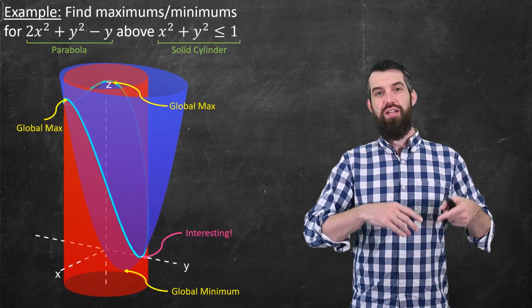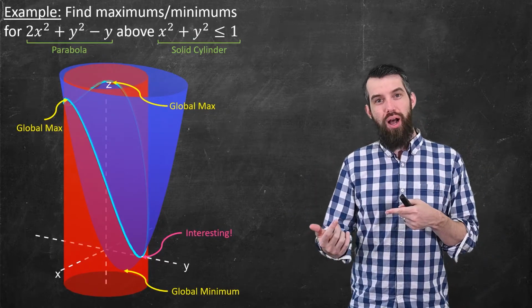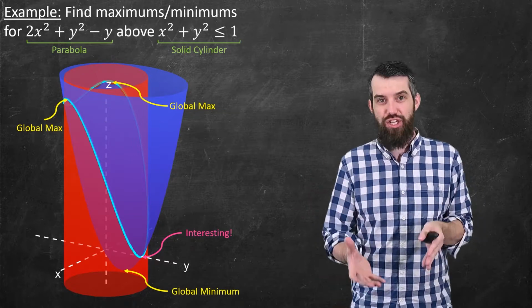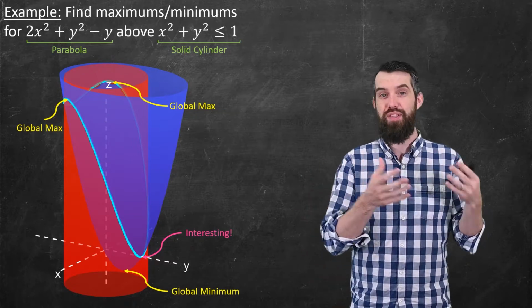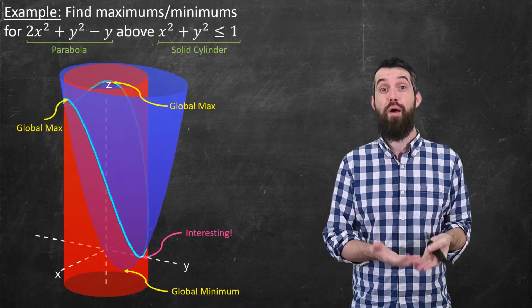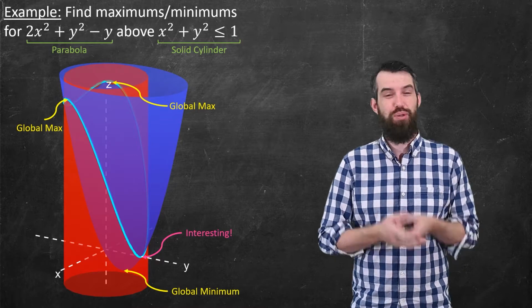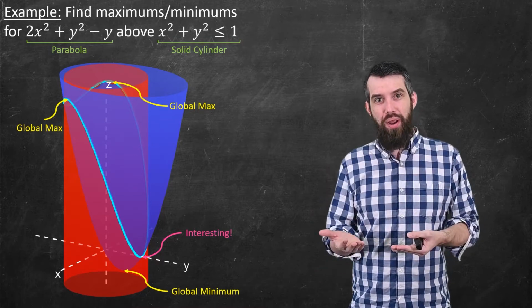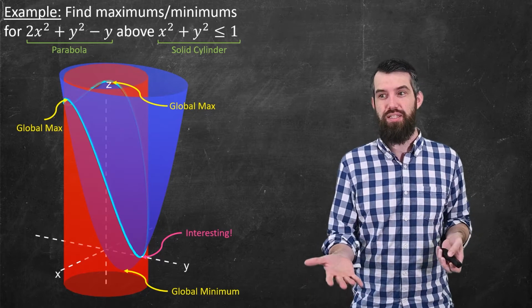It's the smallest value along the boundary curve, that intersection between the parabola and the cylinder. Now, this is not a local minimum. You can go lower down on the parabola to that global minimum, for example. So it doesn't actually qualify as a maximum or the minimum, but it's still an interesting point, and I can imagine that it might fall out of our analysis.